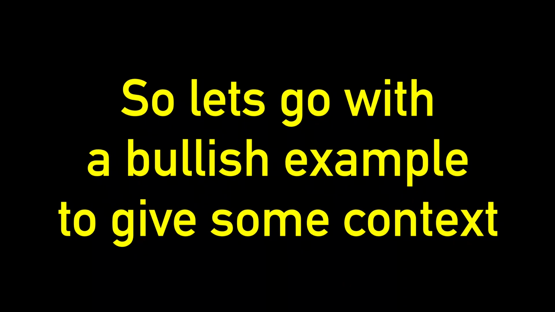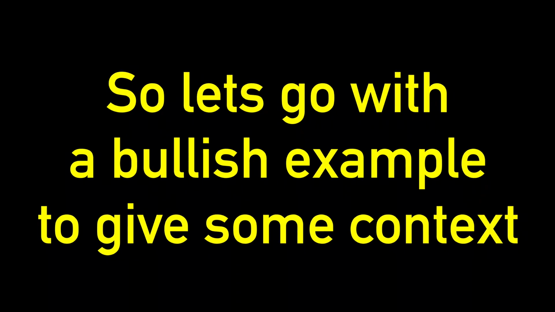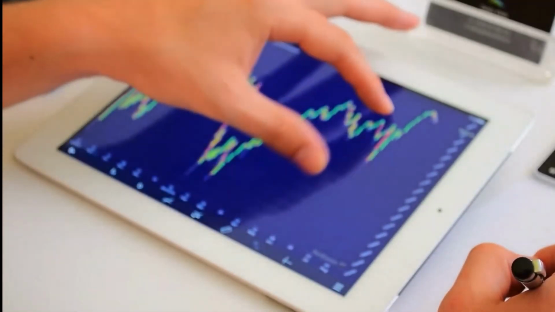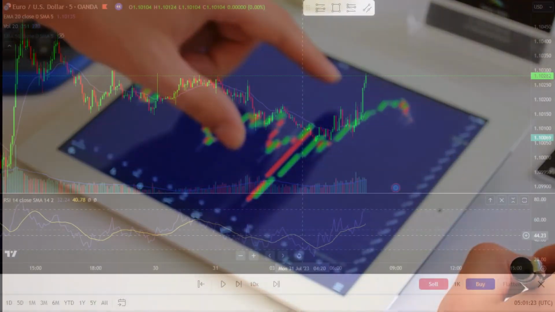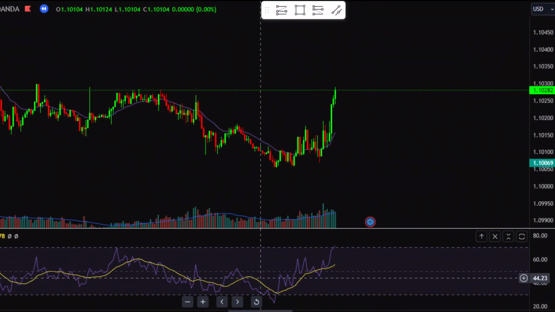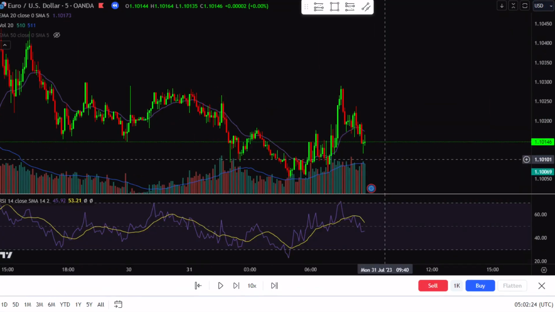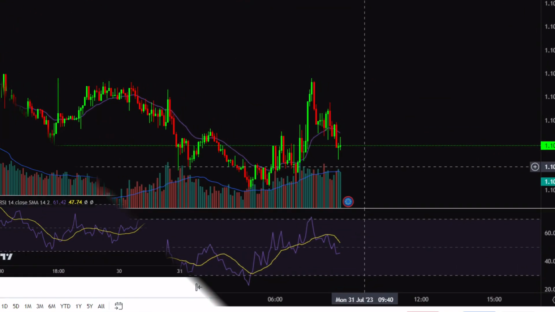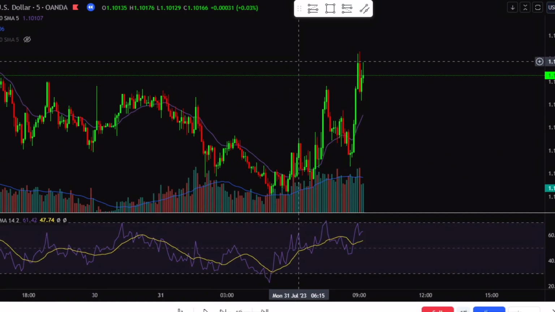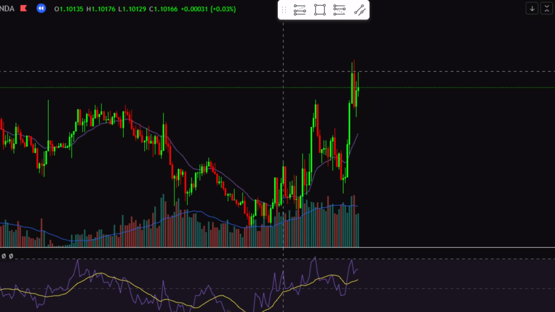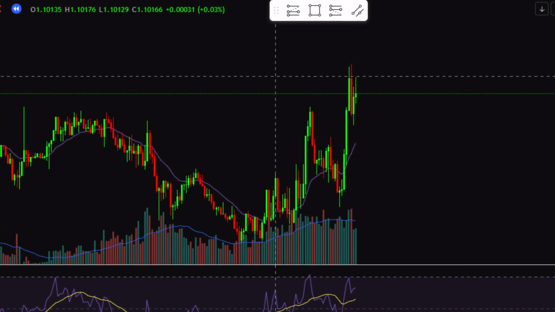So let's go with a bullish example to give some context. Let's say the market makes an impulsive move and the RSI pushes past the 70 mark. We're not going to trade now that we have an overbought position. What we're going to do instead is to give the market some time to retrace, and if it happens to make a higher high than the previous high with a lower RSI level, we do have a potential trade setup right there.